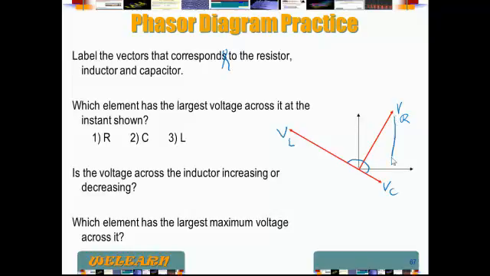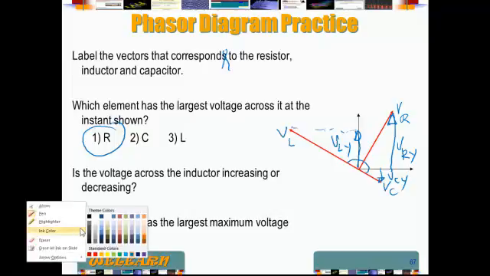And in this case, the vertical component for VR is this, VRY. The vertical component of VL is this, VLY. And the vertical component of VC is this, VCY. Obviously, VRY is the largest, so the element that has the largest voltage across it at that instant is R, the resistance.